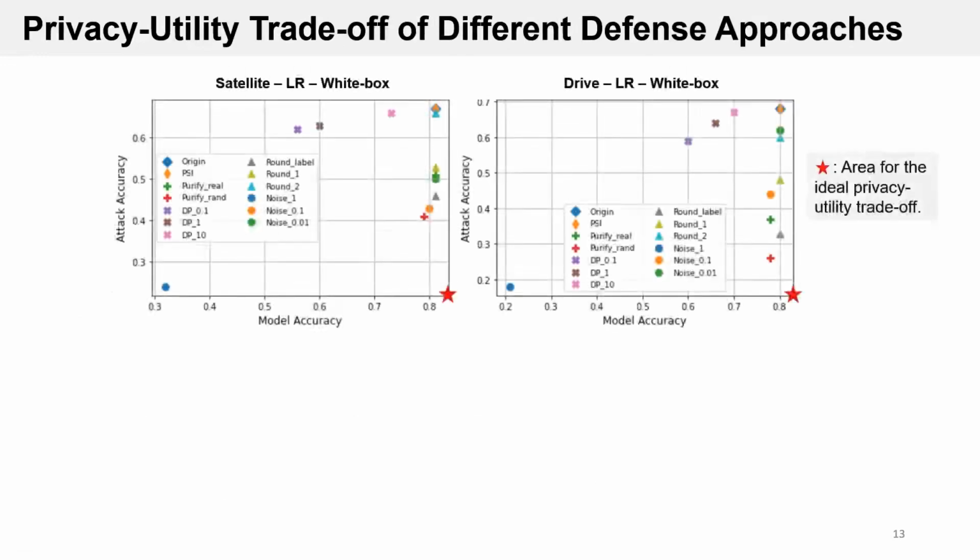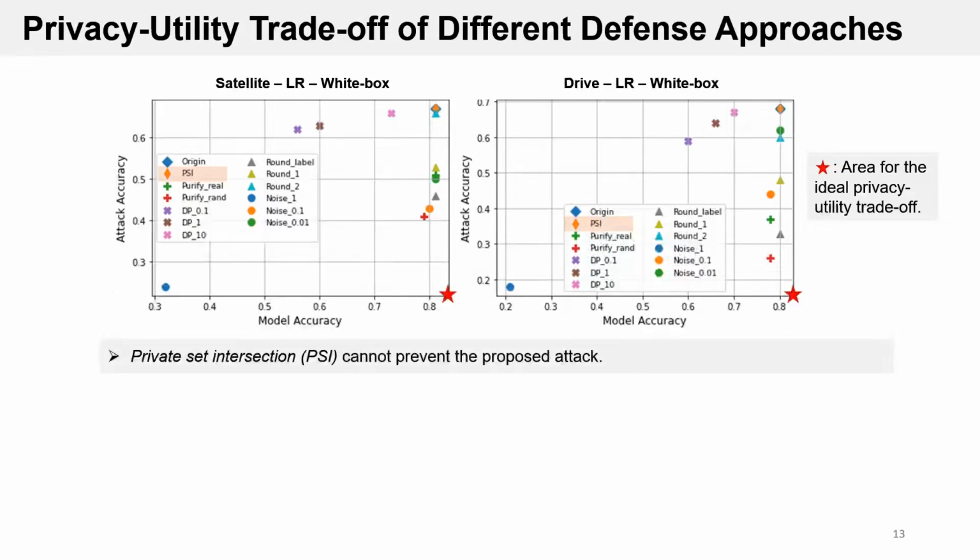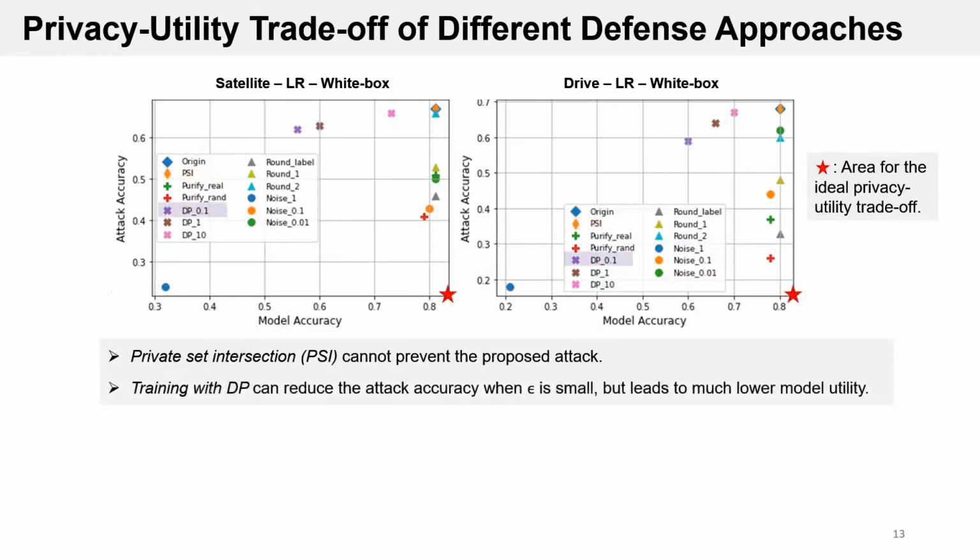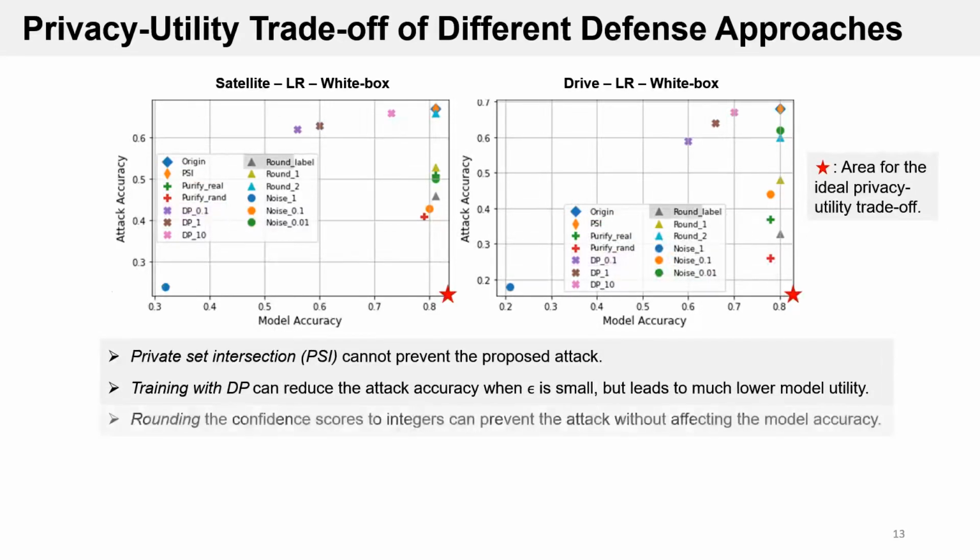The two figures report the privacy utility analysis of different defense techniques under the white box setting. The red star represents the area of the ideal privacy utility trade-off. From the results, it can be seen that PSI cannot prevent reconstruction attacks. While training models with DP can reduce the attack accuracy when epsilon is small, it also results in much lower model utility. On the other hand, processing the confidence scores can better enhance privacy protection.